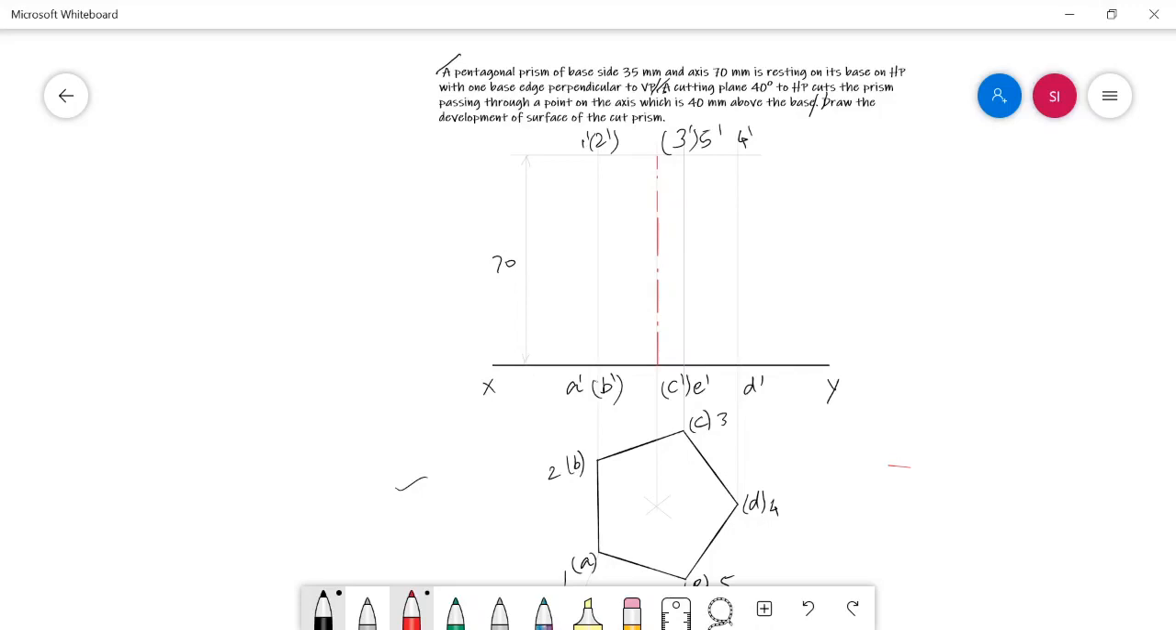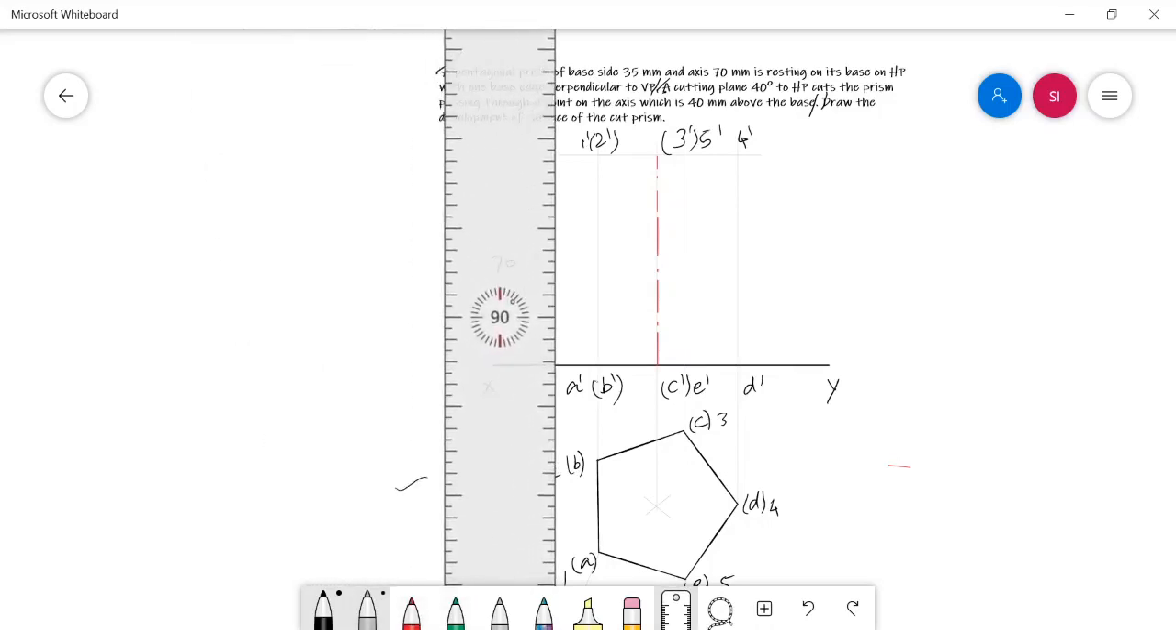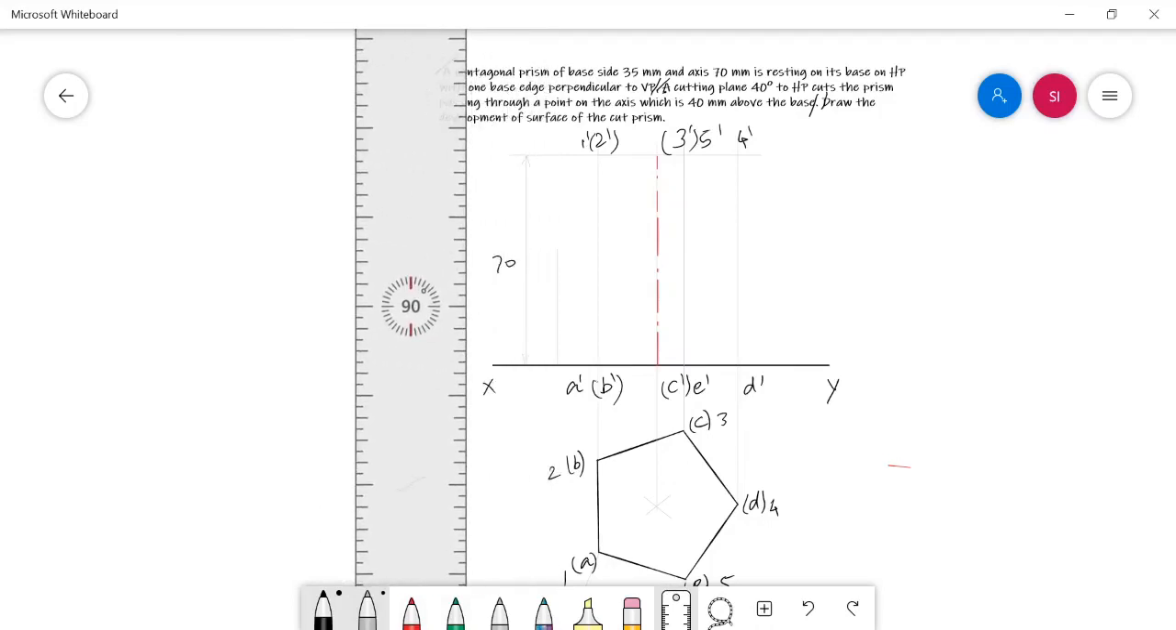The cutting plane given is 40° inclined to HP, and at the same time the cutting plane is going to meet the solid axis during the sectioning at a point 40 mm above the base in the axis. So first we need to estimate where the cutting plane is going to pass through the axis. It is at the point 40 mm from the base, approximately in this altitude.